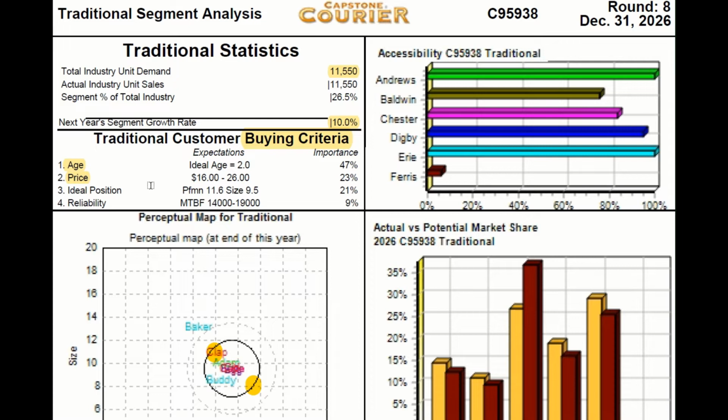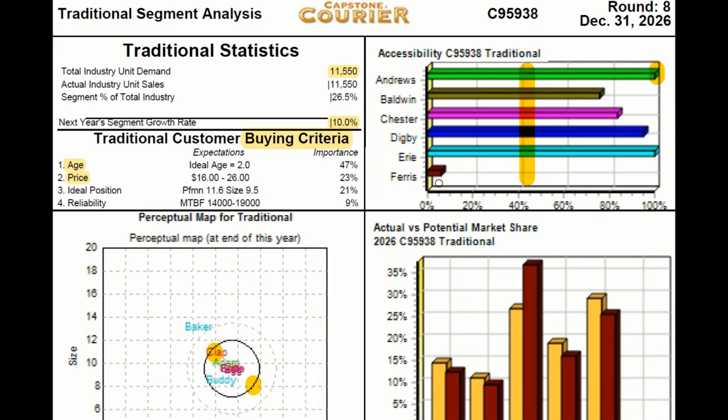Some of the other elements of this page show us, for example, the accessibility of a product. That is, how easy is it for someone who wants to buy the product to be able to buy it? And as we can see, Andrews essentially has 100% accessibility. That means anybody who's interested in buying the product in traditional is going to find a place that is selling the Andrews product line. Not a problem.